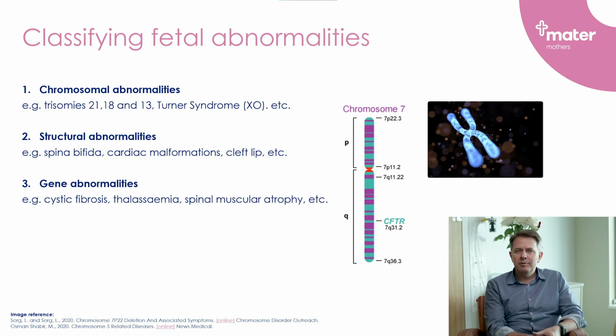With respect to structural abnormalities, they're the things that we will see most commonly at the morphology scan at 20 weeks gestation, things like cardiac abnormalities and spina bifida. Finally, there are the genetic abnormalities, which testing is becoming more available for. Conditions like cystic fibrosis, for example.